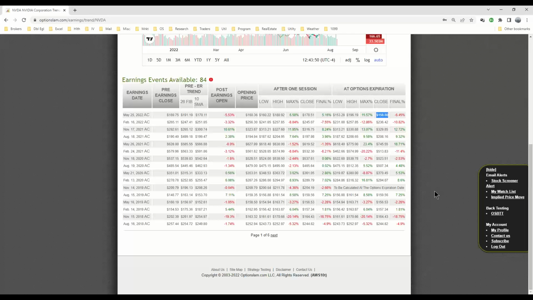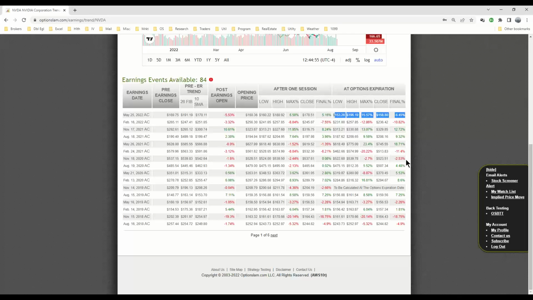The stock closed at 158.80. Between the earnings date and the third Friday of June, the stock went as low as 153. Okay? It went as high as 196. The max move of 196 high was 15.57% higher than the pre-earnings close of 169.75. But the final move at the close, third Friday of June, the price was 158.80, representing a down 6% from 169.75. This is information that can really help you.